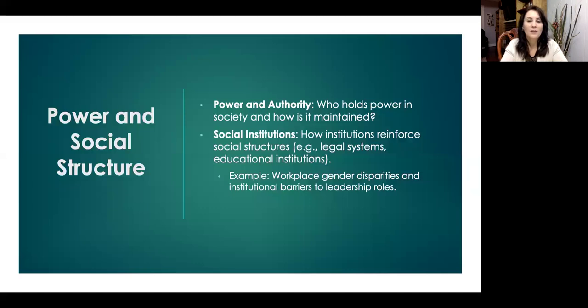So in today's society, we can think of workplace gender disparities and institutional barriers to leadership roles. When we think about politics, in many countries most of the leaders are men. In the banks, for example, and in other institutions, all the leadership roles are taken by men. So we can see gender disparities or inequalities in society, in some places more than in others.